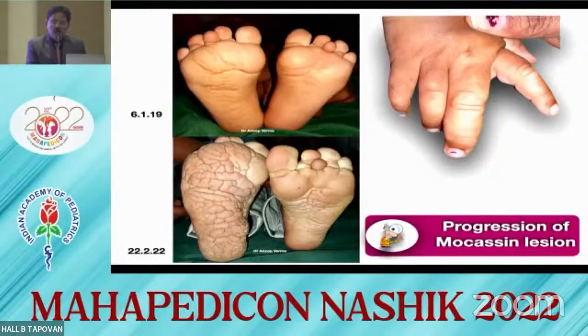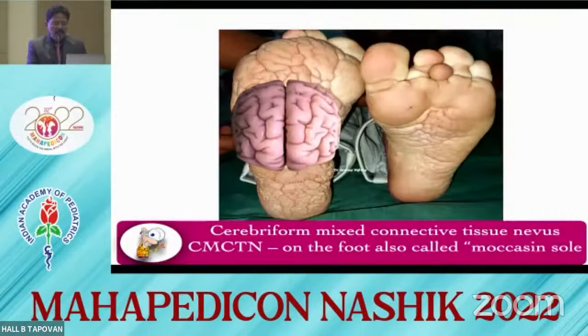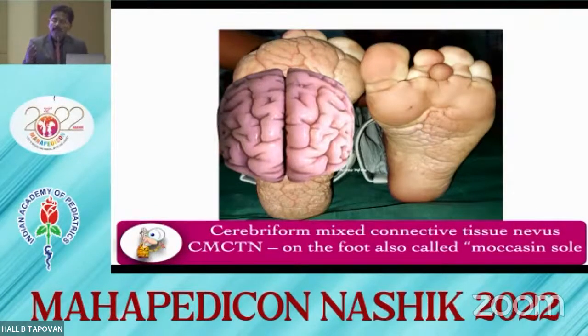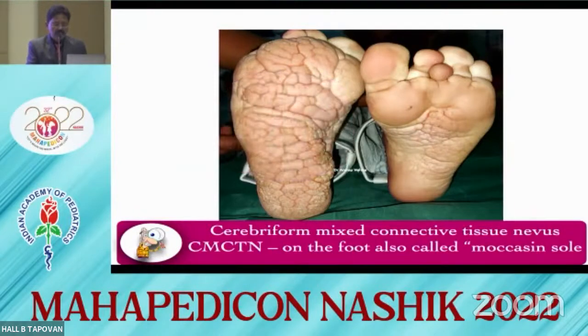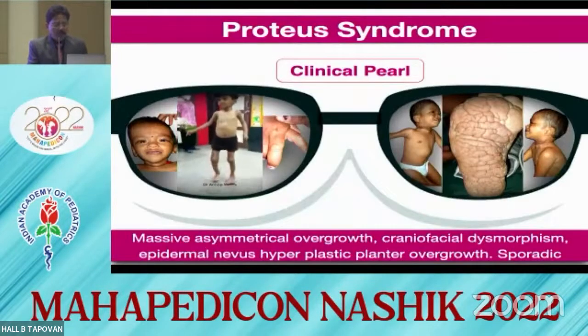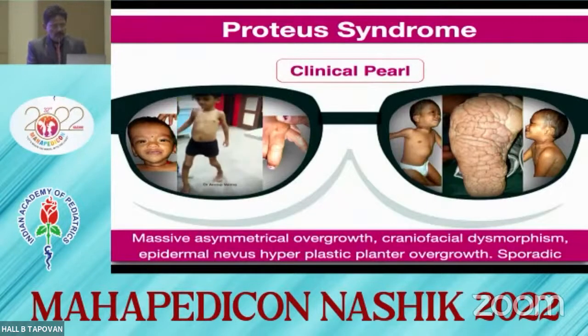With progression, this is known as the moccasin lesion. And you can see that this has a cerebriform mixed connective tissue, similar to the sulci and gyri of the brain. Is it not mimicking the same? This is the moccasin lesion of the sole. So: massive, asymmetrical overgrowth, craniofacial dysmorphism, epidermal nevus, and they are sporadic in nature. These are the hemihypertrophy syndromes.